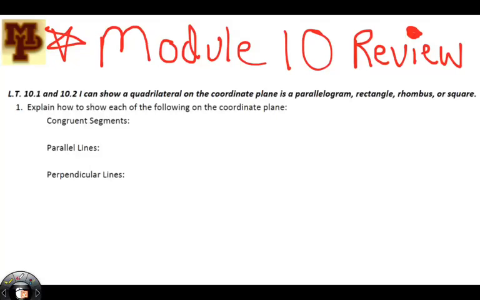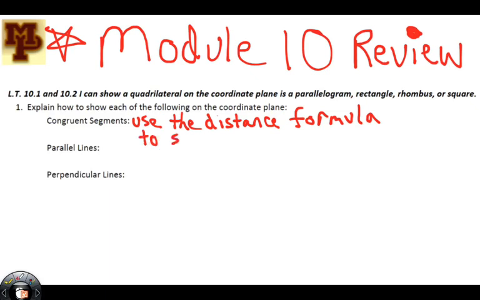Okay, I'm going to run through all the problems on the Mod 10 review, and that should help you out. So first, number one here, explain what you would do to show each of the following on the coordinate plane. If we wanted to show that two segments are congruent, we would use the distance formula to find the lengths. I'll say use the distance formula to show same length.